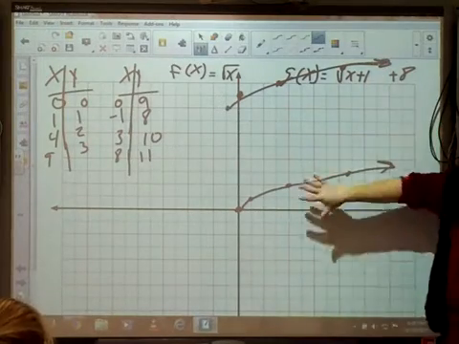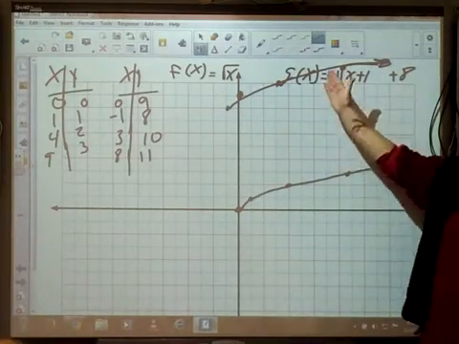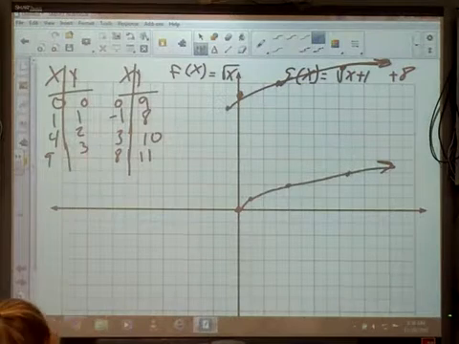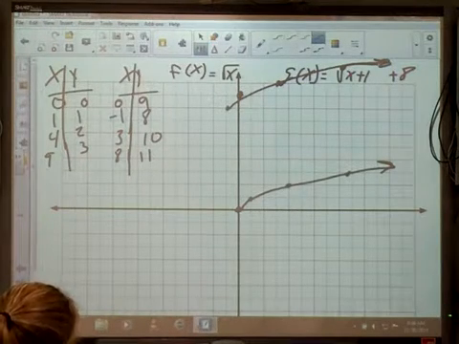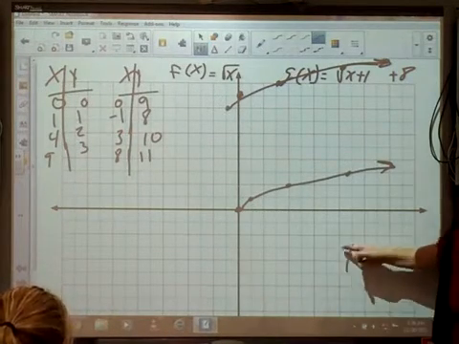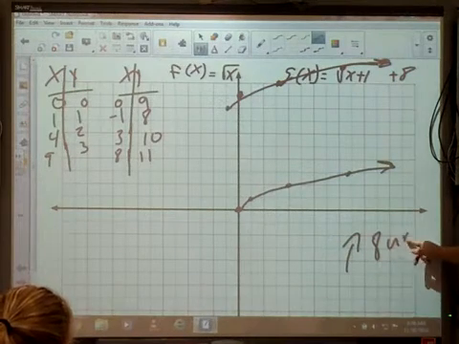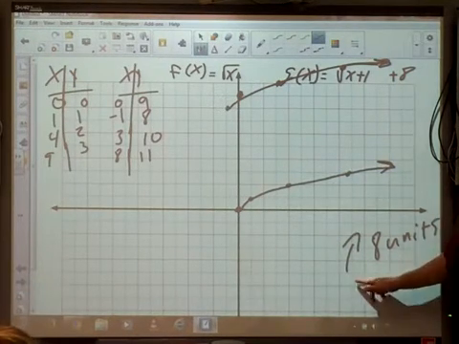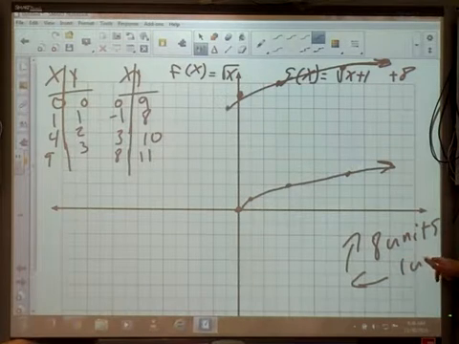Okay. So here's our parent function. We scooted it to that one. So what Macy said is correct. My transformation would be up 8 units and left 1 unit.